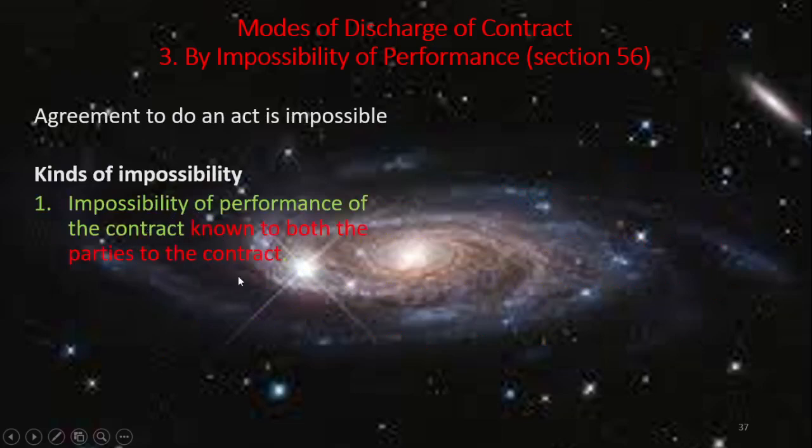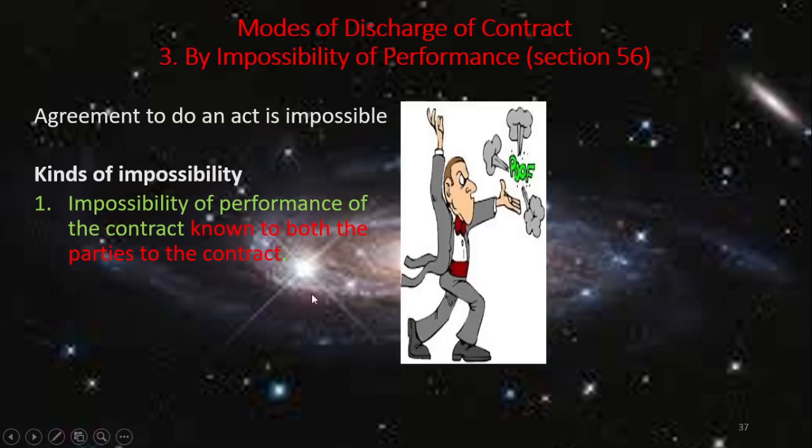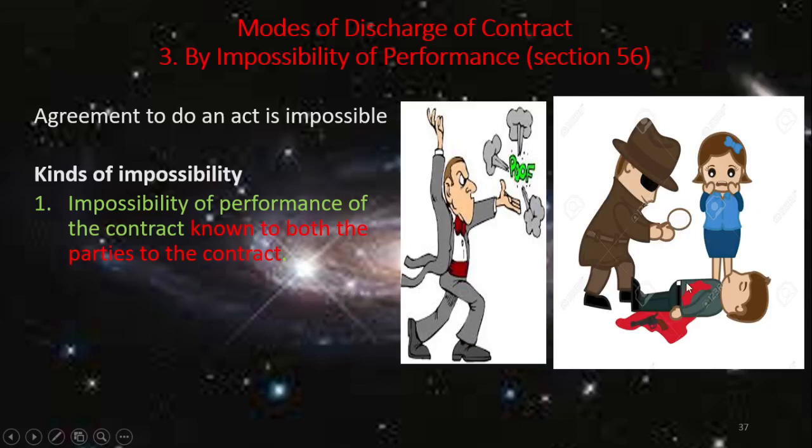Impossibility known to both the parties to contract. Suppose some person is told to bring life to a dead body. In that situation, both the parties are aware that the contract cannot be performed, or that it is impossible to perform the contract. So in such a situation, it is known to both the parties to contract.